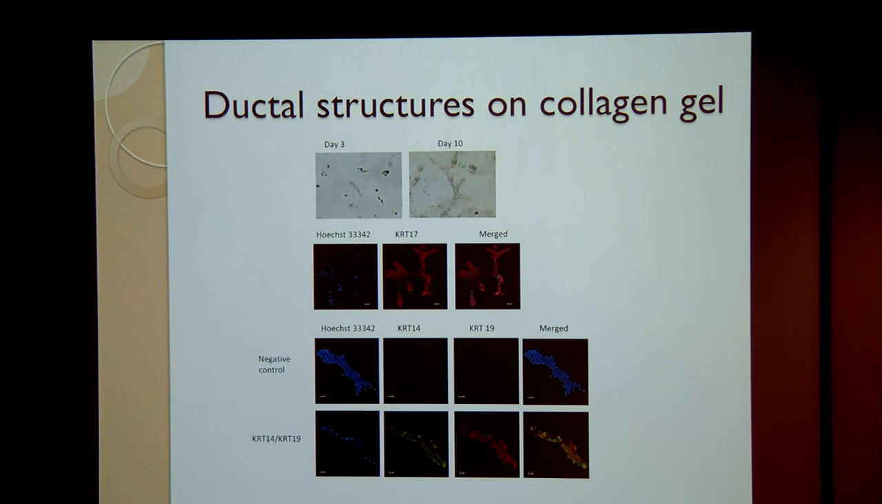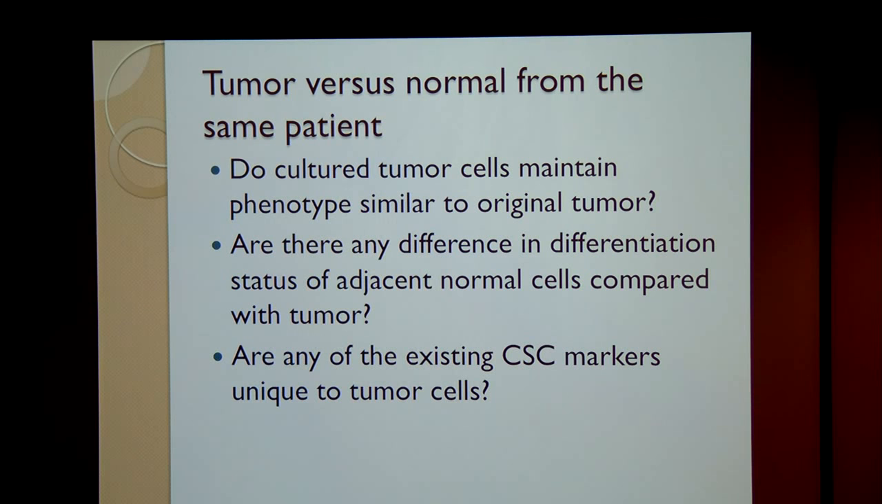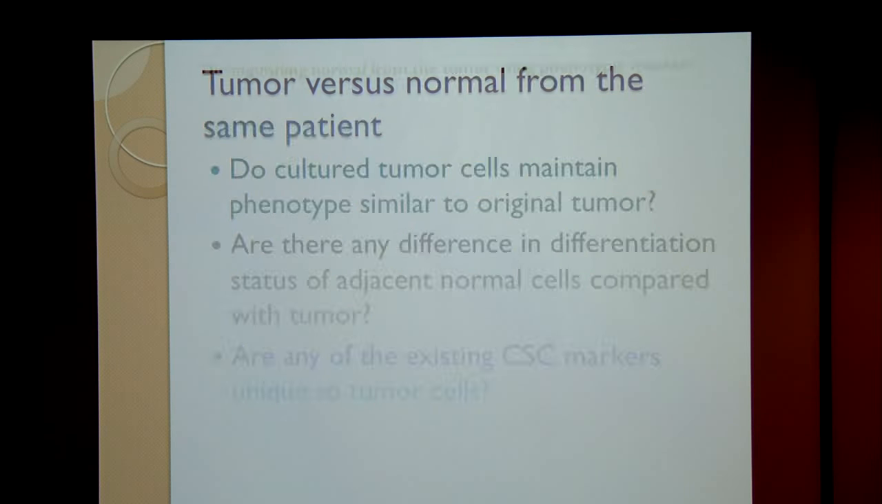Now, one of the major interpretations we can make at this stage is that normal varies from person to person, both phenotypically and in differentiation. That begs the question, if you are characterizing the tumor, what should be your normal control, right? That is the next step we did. What we did was to culture the tumor and normal from the same person and then analyze them.